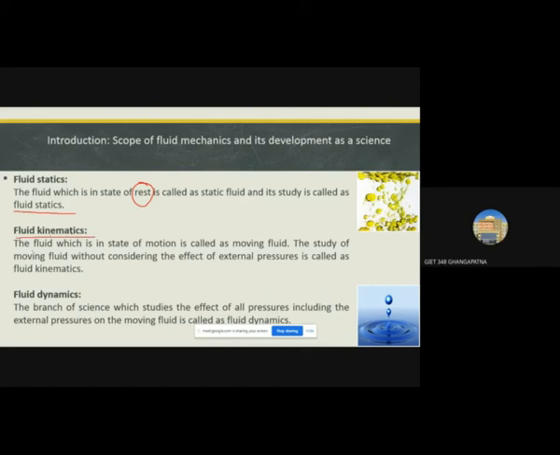Fluid kinematics: the fluid which is in the state of motion is called a moving fluid. That means that particular fluid is moving. Now, how is that fluid moving? It is due to the effect of external pressures. If you are not considering the force, the external pressure, which is responsible for the movement of this fluid, that particular study is called fluid kinematics. I hope you understood.